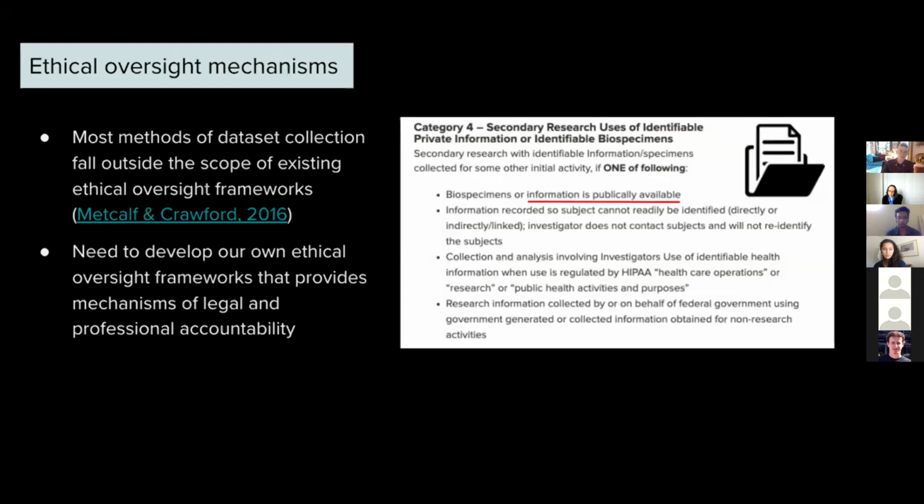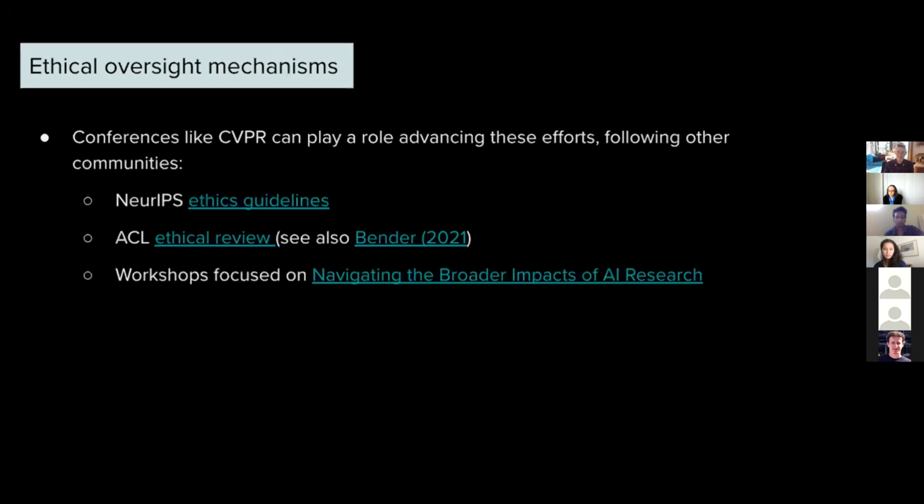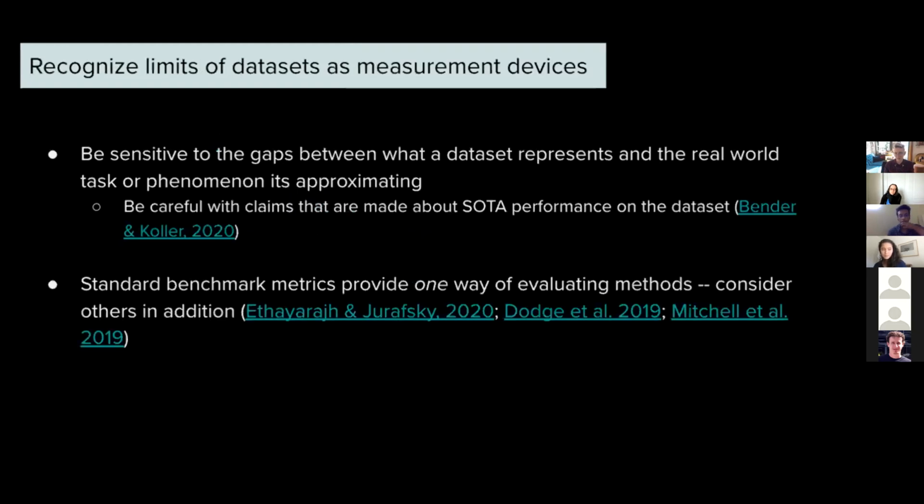So this points to the need to develop our own ethical oversight frameworks, and again, really come up with serious mechanisms of legal and professional accountability, as opposed to what it is right now, where anybody can go off and do their own thing. This is something where I think conferences like CVPR can play a huge role. We're seeing other conferences introduce things like ethics guidelines and ethics reviews. This is obviously not the same thing as an IRB, but we're seeing the seeds of these kinds of conversations. And so I'd love to think about what it looks like for the community of CVPR to really take this call seriously and think about what these kinds of mechanisms might look like.